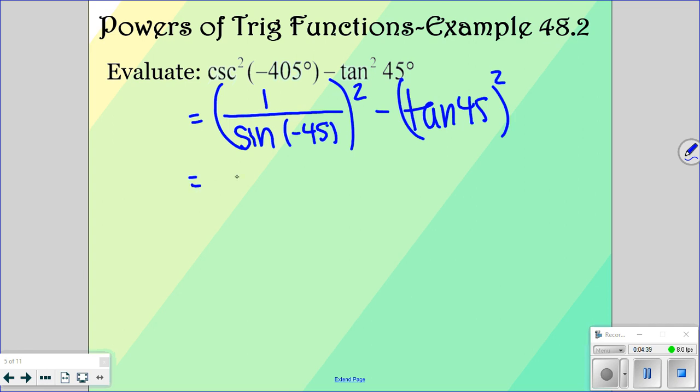So the sine of negative 45 degrees, it's in the 4th quadrant, so it's negative, and then 1 over square root of 2. And then the tangent of 45 is 1.